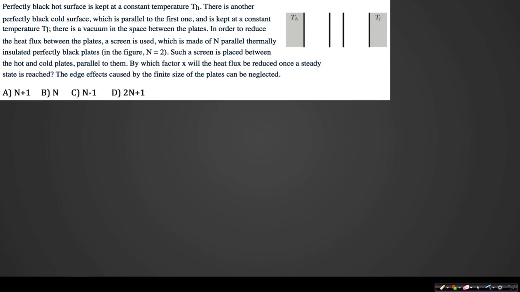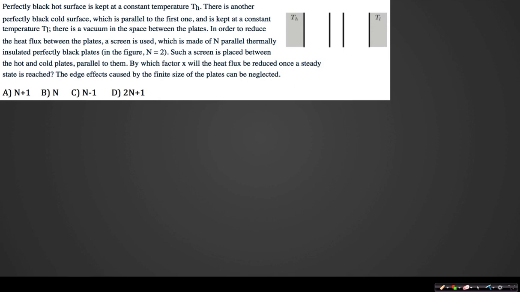I have taken this question again from an Olympiad book, and I thought that this question is relevant to our JEE Advanced preparation as well. A perfectly black and hot surface is kept at a constant temperature Th. There is another perfectly black cold surface which is parallel to the first one and is kept at constant temperature TL. There is a vacuum in between the plates.